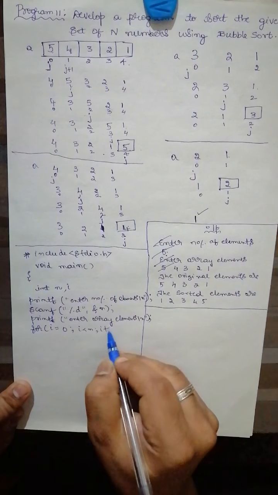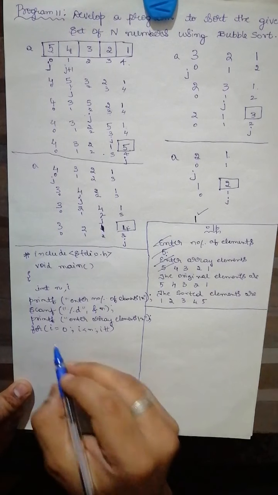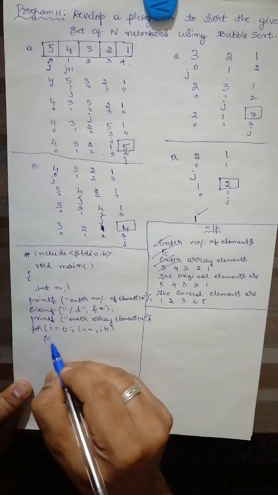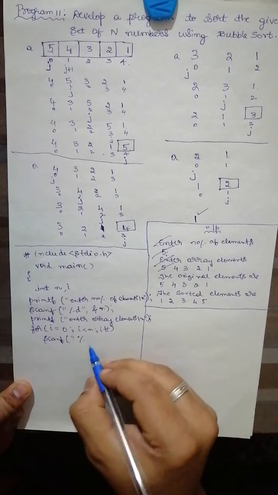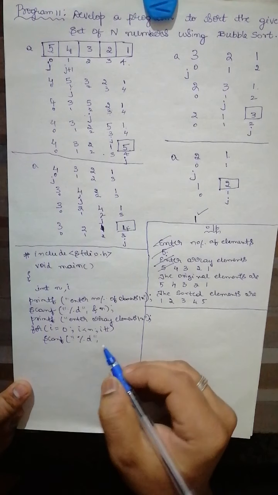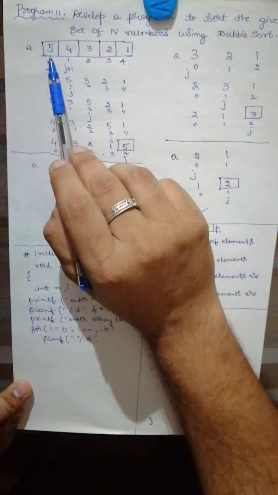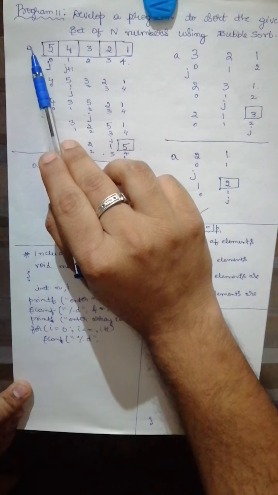Till then I should increase the value of i. So every time I should collect the value. To collect the value we have the scanf function. So every time we can collect only one integer value, so %d. Whatever I collect, it must be stored inside array a.